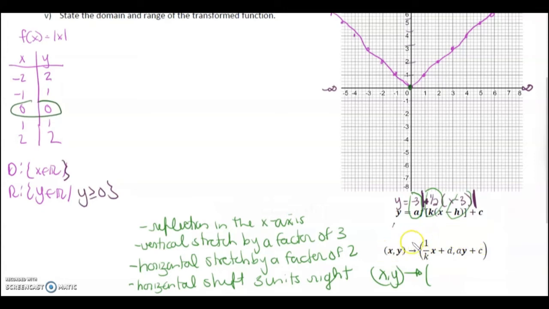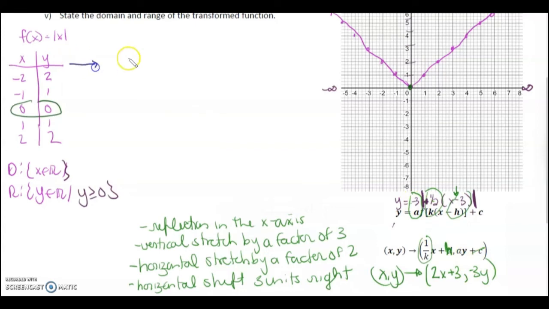So now when we're taking a look at mapping notation, (x, y) is going to map to 1 over k, so our k value is 1/2, so we get 2x, plus h. h is +3, right? 3 units right. Remember, this looks negative because there's a built-in negative sign. Then we have a y, and we don't have a c for this one. So -3y.